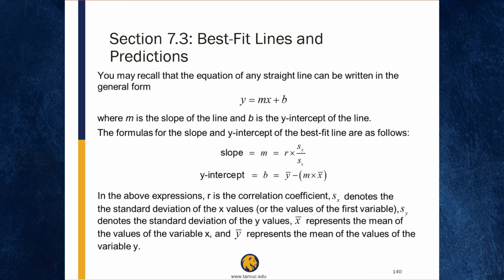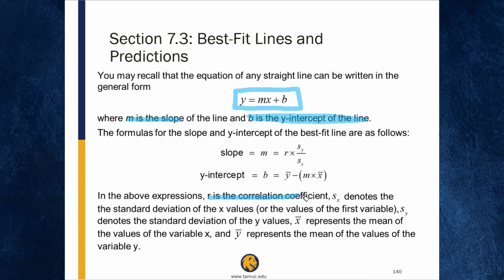So one important thing to discuss now that we're talking about the best fit line is that the equation of any straight line can be written in the form y equals mx plus b, where m is the slope and b is the y-intercept of the line. So the formulas for slope and y-intercept of the best fit line are given here. We're not really going to use these formulas, but this is how it's calculated.